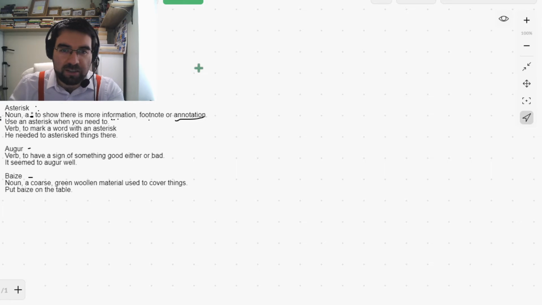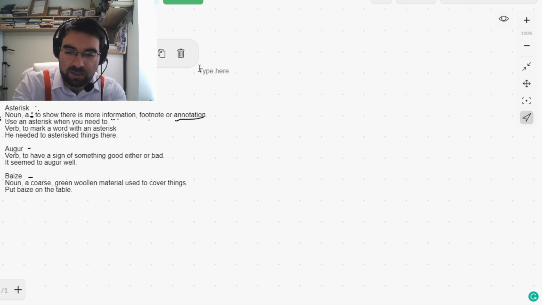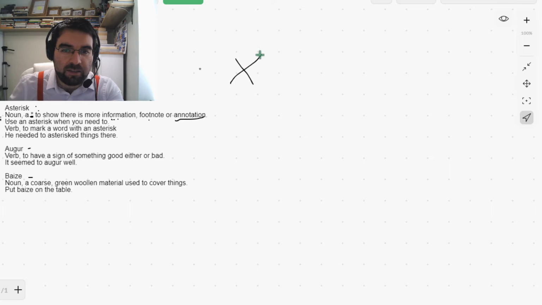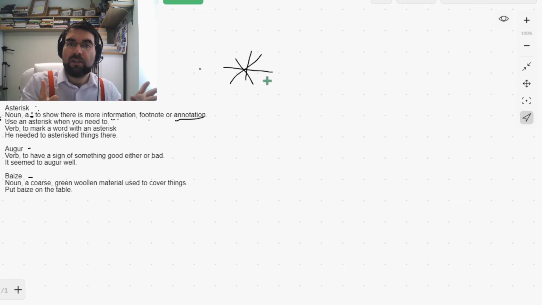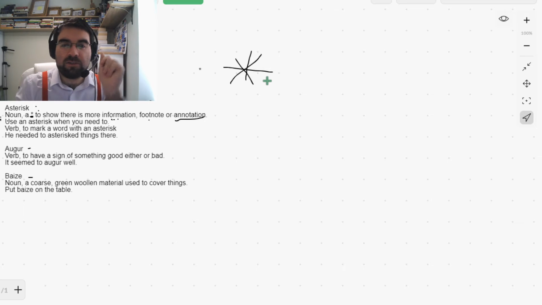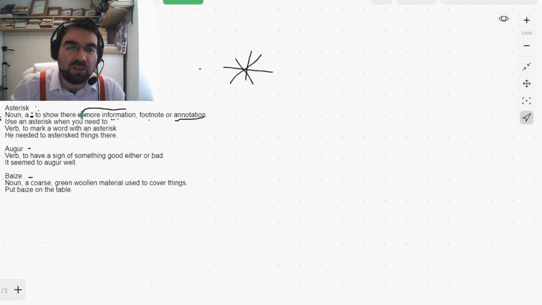Yes, an asterisk. Let's try and get an asterisk. Where is it? There we are. Asterisk. Just like that. Little asterisk like this. So someone's talking and they make a claim, they say something. Asterisk to say, need to prove that. I need to add more information. Or a footnote, something along the bottom. Or annotation, just to explain something.